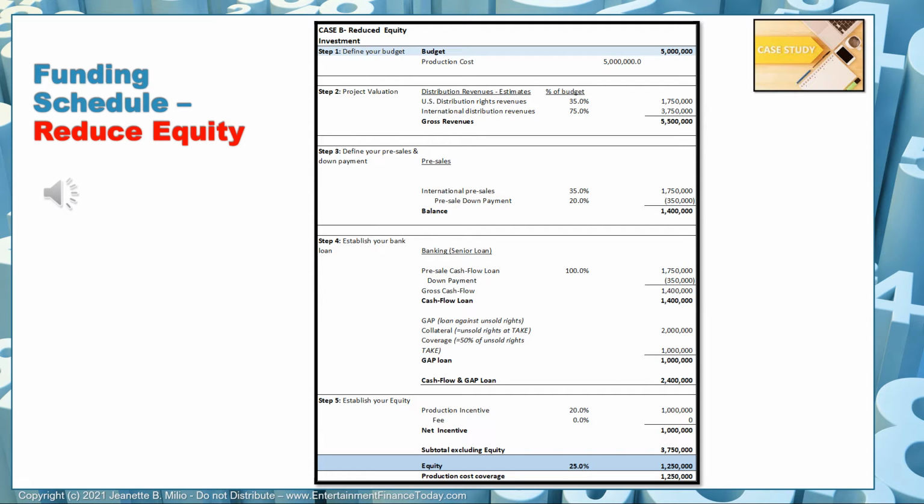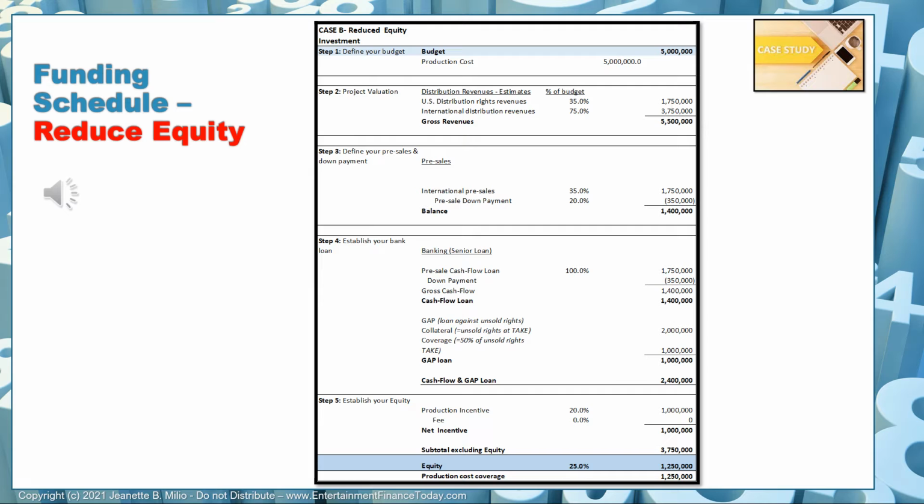And the bank will look at the $2 million and say, okay, we will give you a loan against this as well. We'll only give you 50% of the $2 million, but we'll give you a loan for it. So they give us $1 million based on the fact that we have $2 million worth of rights that we can still sell, which are also referred to as unsold rights. So if we're adding the $1 million gap loan to the $1.4 million pre-sale loan, we're ending up with a senior loan altogether of $2.4 million. So now we have two items of financing that we already received. We received the pre-sale down payment of $350,000 from the distributors, and we received the bank loan of $2.4 million.